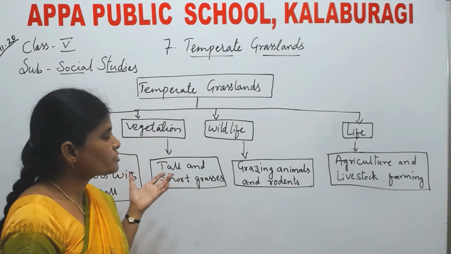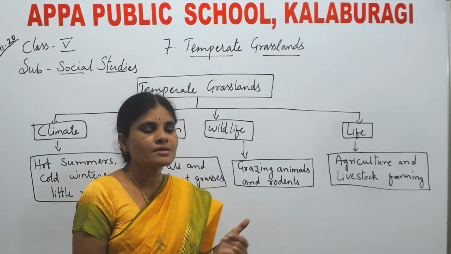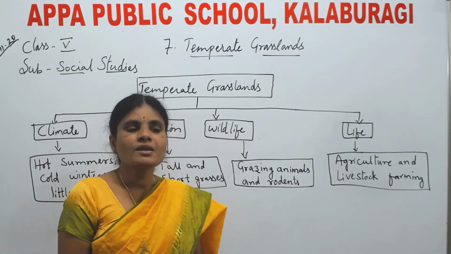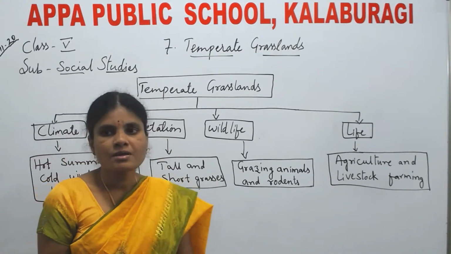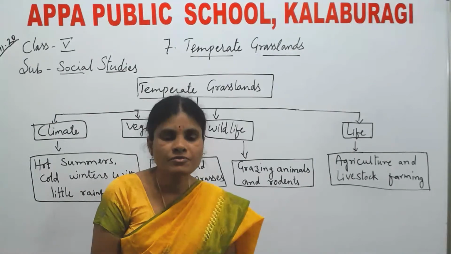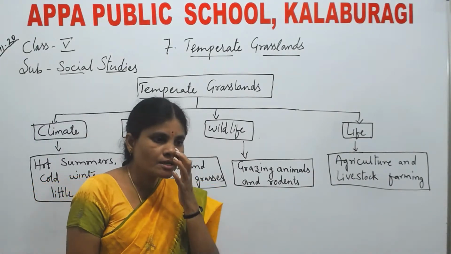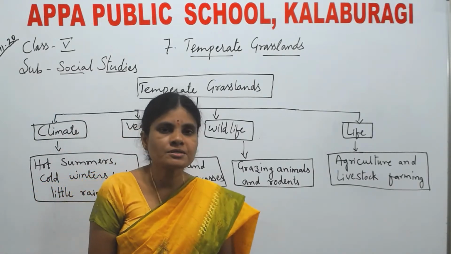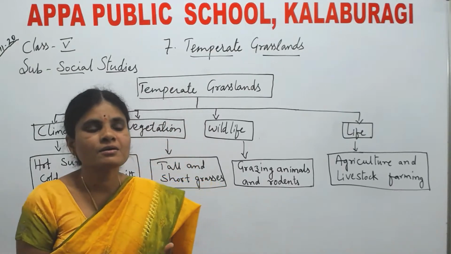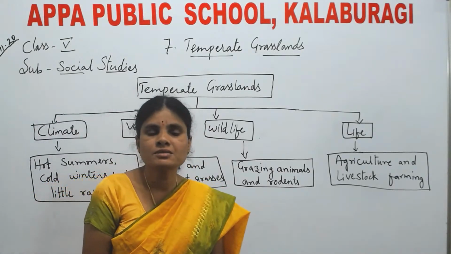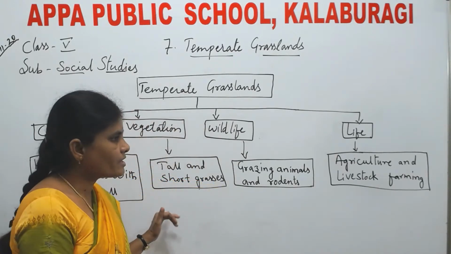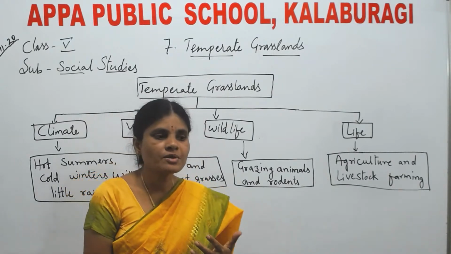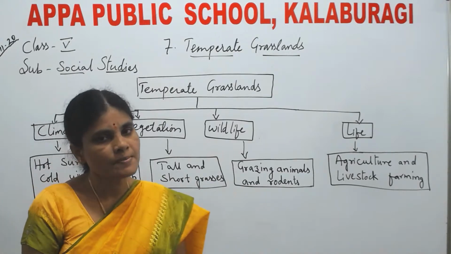Before starting this lesson, I would like to revise the last lesson. What did you learn in the last lesson, children? What was the last lesson? The last lesson was equatorial region. In this lesson, you learned one of the modes of living. Where is the equatorial region located? What do you mean by equatorial region? What type of climate is received by the equatorial region? What is the wildlife? What is the vegetation? What type of life is led by the people in the equatorial region? All these things you learned in the previous lesson.